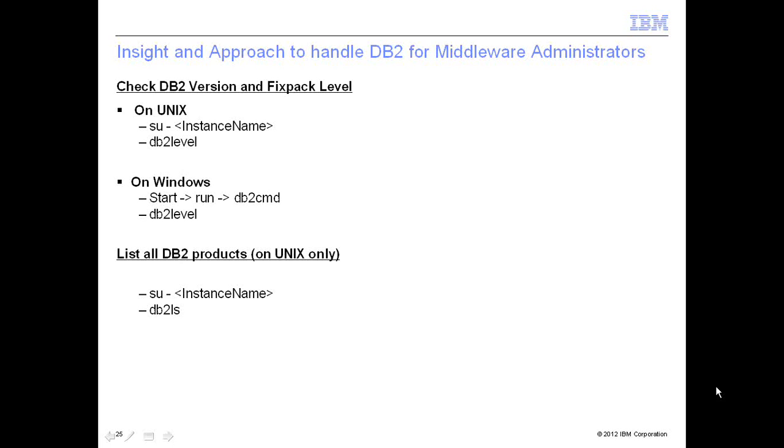All that they have to do is switch user to the DB2 instance and enter the db2level command. Similarly, if you want to know what DB2 products are installed on the system, you can use this only on Unix, from version 9 onwards. It's db2ls.